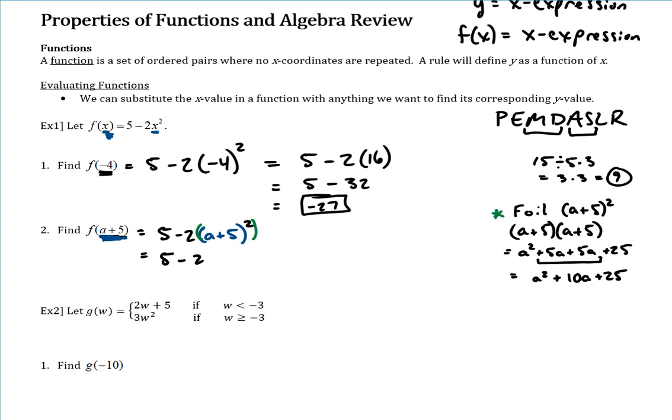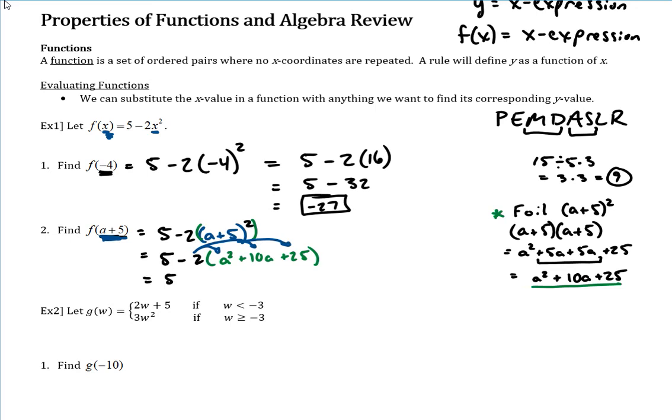So this becomes 5 minus 2, and then the green parentheses we FOILed out. We said it's this answer. So a squared plus 10a plus 25, just like that. And then we would continue simplifying this by distributing the negative 2. So the negative 2 would go through and multiply these three terms. So it distributes and multiplies through all of those. Include the negative with it.